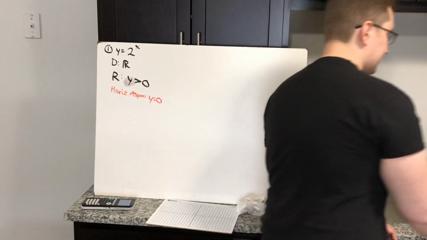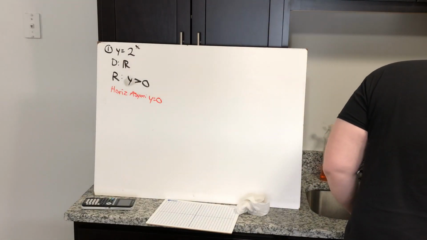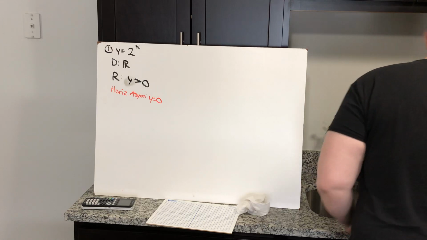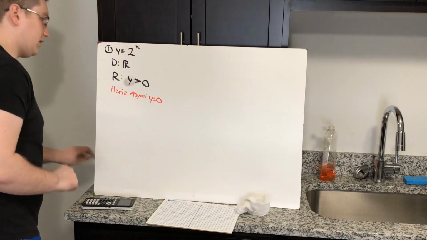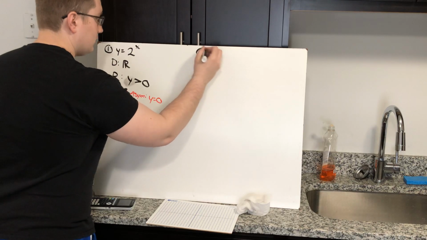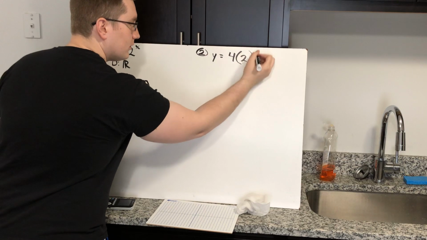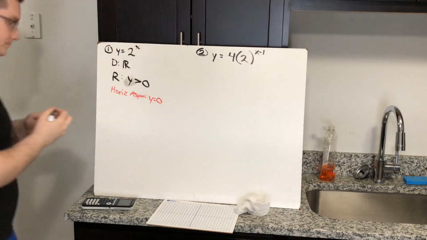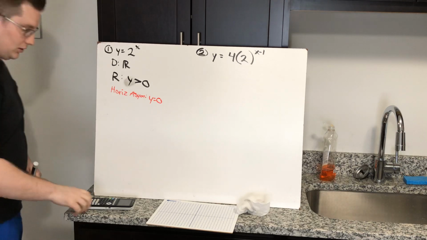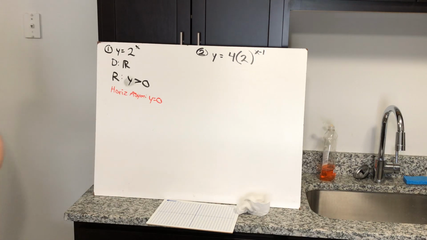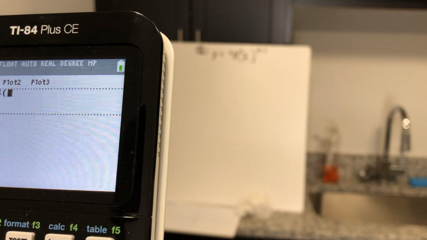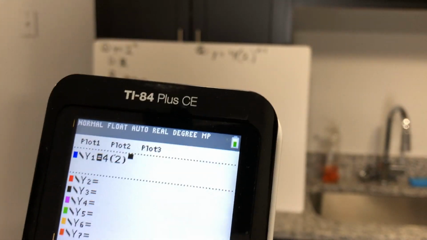Number 2 is y equals 4 times 2 raised to x minus 1. So again, I'm going to go into my calculator, go to the y equals, and I have 4 times 2 raised to, and put parentheses in this, x minus 1.